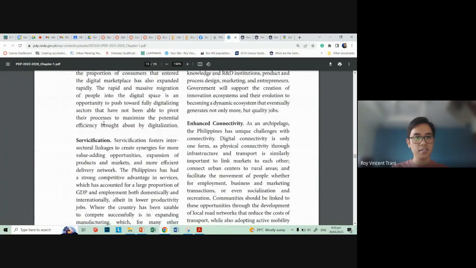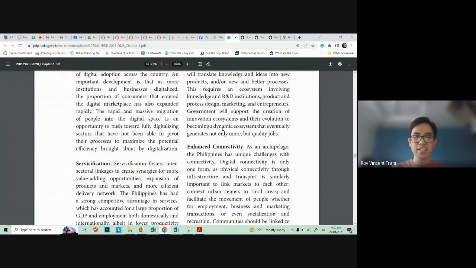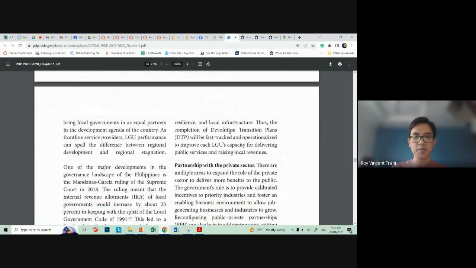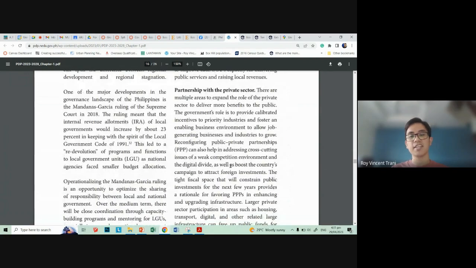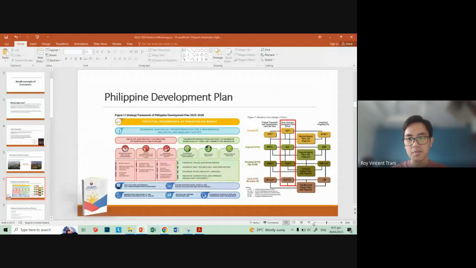Digitalization, servicification, dynamic innovation, enhanced connectivity, greater collaboration with local and national government, and partnership with that. There's only 6. I don't know why they keep saying 8. But yeah, just wanted to highlight these. So these are the goals of the national government.